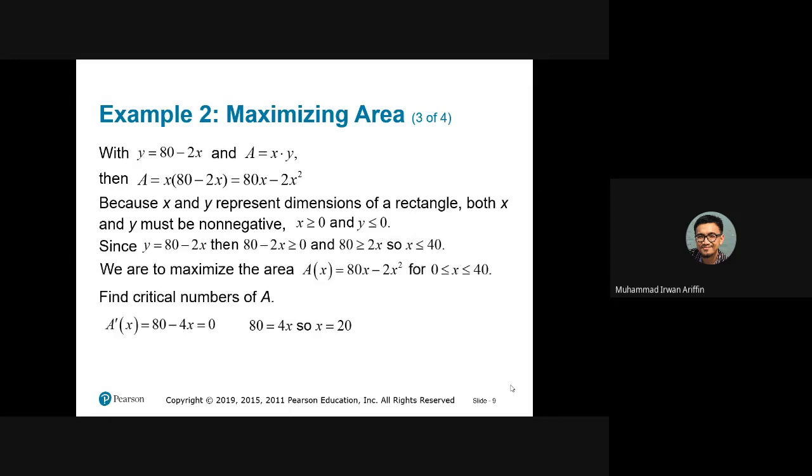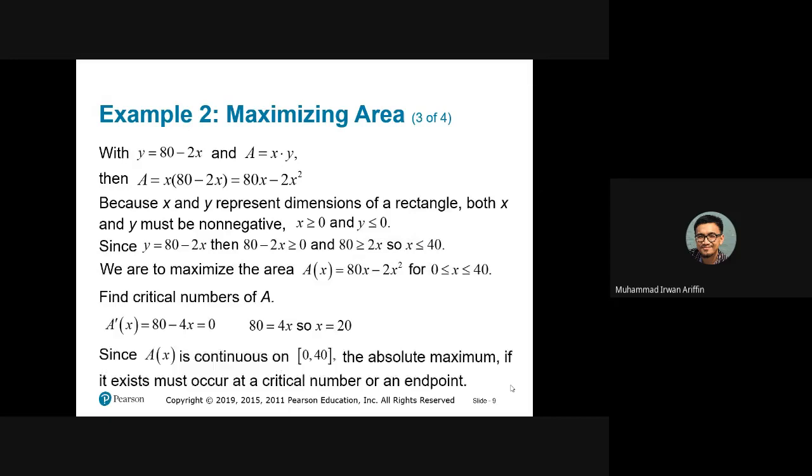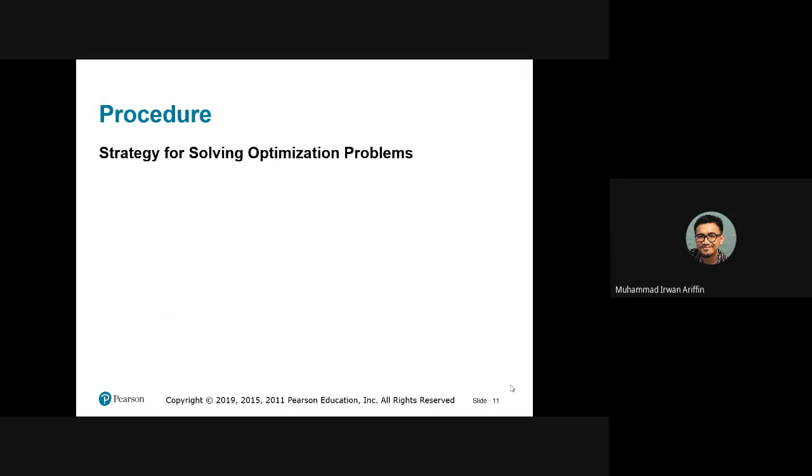Let's go right away to the procedure. So these would be the suggested steps on how to solve optimization problems.